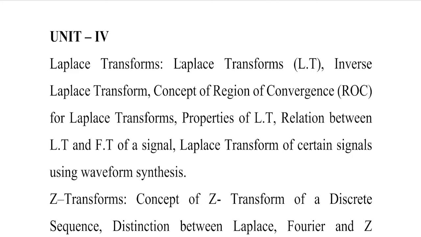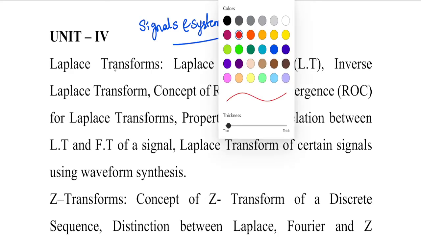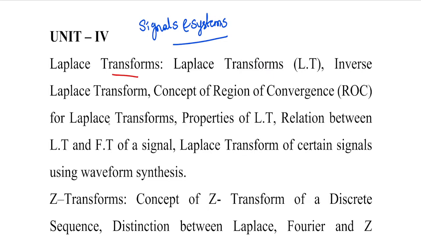So in this session, I will explain the fourth unit in Signals and Systems. This is a very simple unit. In our mathematics, we already studied the Laplace transforms. And in the overall fourth unit, the Laplace transforms and Z transforms, these two are very important.